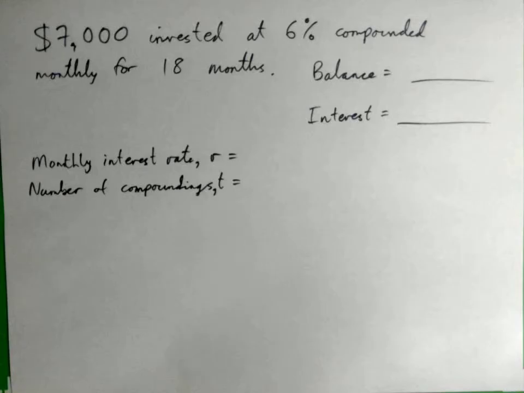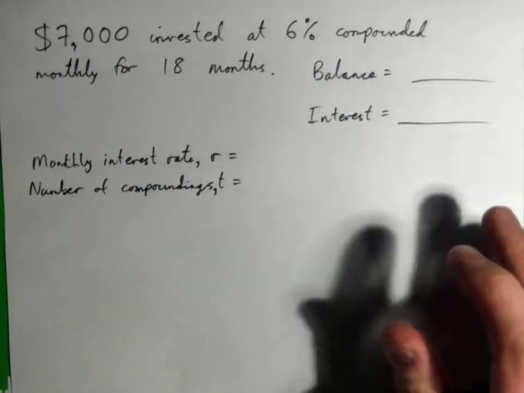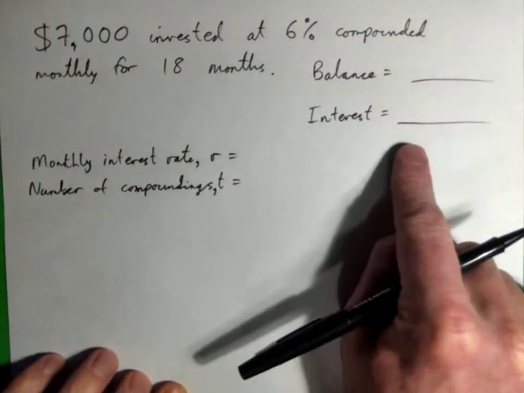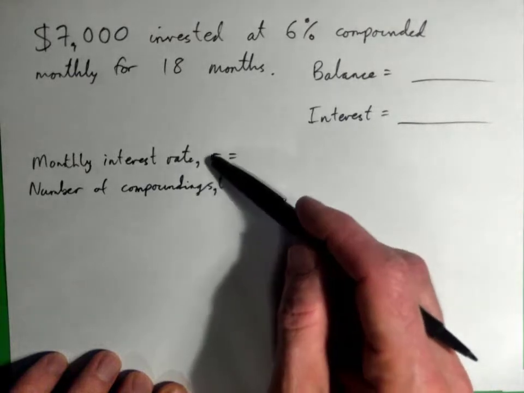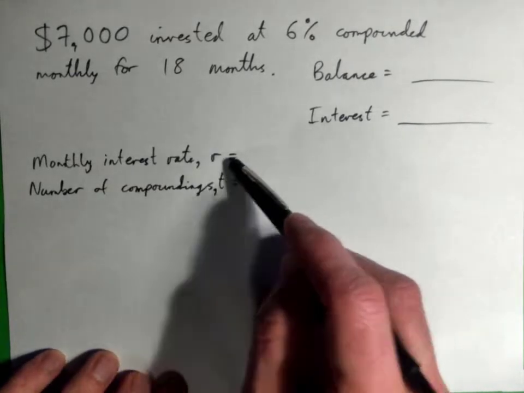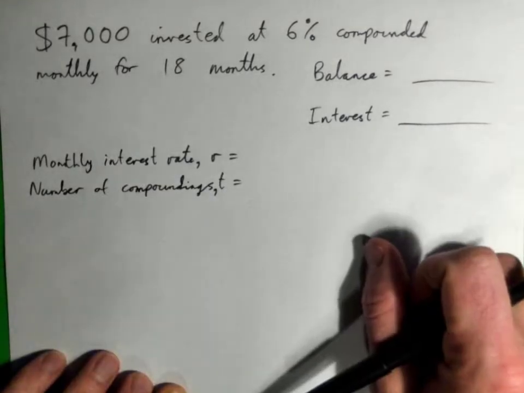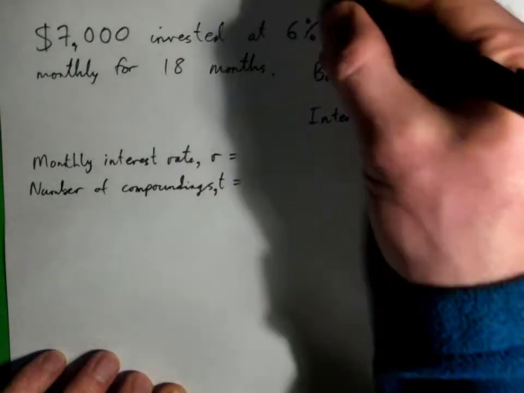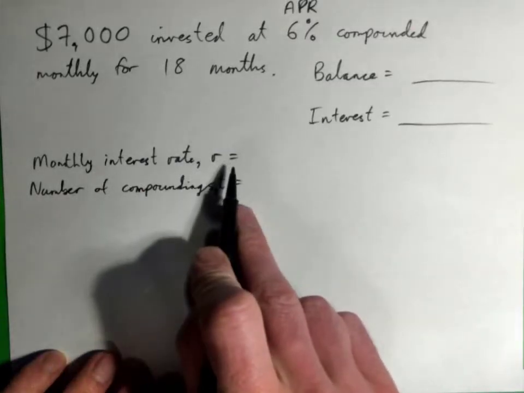All right, so we've got $7,000 invested at 6% compounded monthly for 18 months. We're going to find the balance in the account after the 18 months and how much interest it earned in money, right? So two things we need to figure out is, one is let's figure out the monthly interest rate R, and then how many compoundings we have T, right?